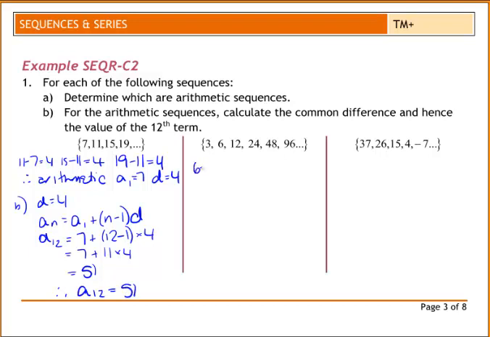Next, 6 minus 3 is 3, 12 minus 6 is 6, 24 minus 12 is 12. It's not arithmetic. There's no common difference.